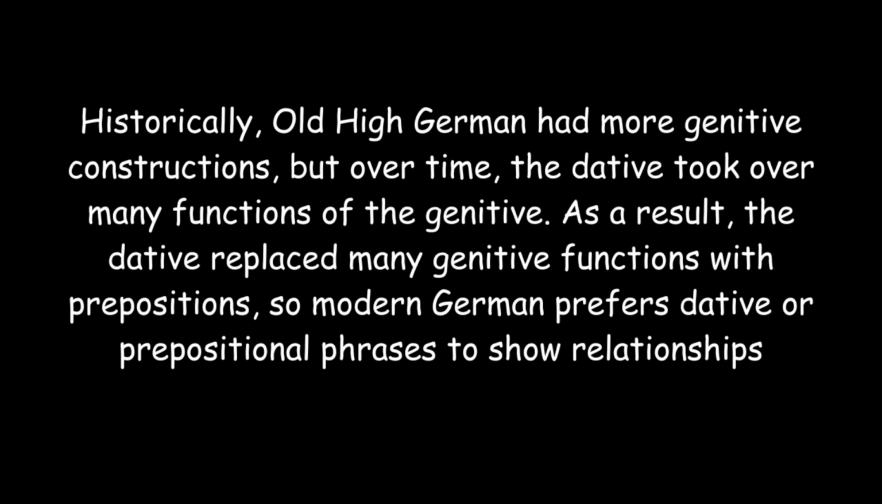Historically, Old High German had more genitive constructions, but over time, the dative took over many functions of the genitive. As a result, the dative replaced many genitive functions with prepositions, so modern German prefers dative or prepositional phrases to show relationships. That's why German doesn't need genitive object pronouns. Overall, this is how personal object pronouns fully work in German.